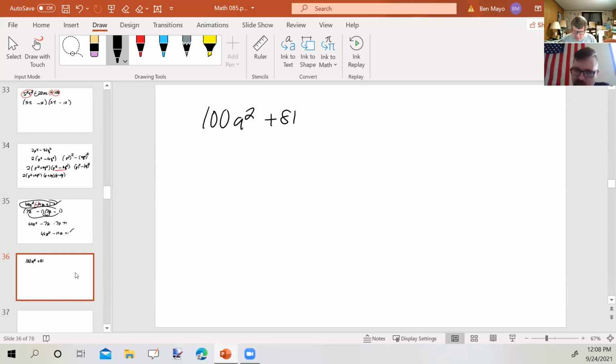Is that a binomial? Oh, it's a binomial, isn't it? Okay, it's a binomial. Is there a greatest common factor? Nope. Is it the difference of two squares? It's not the difference of anything, is it? So it's prime.